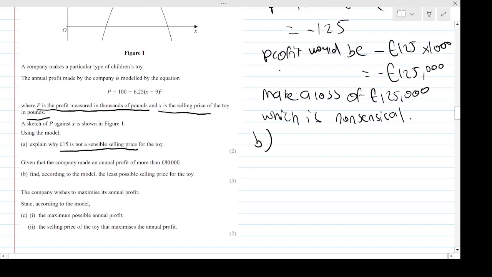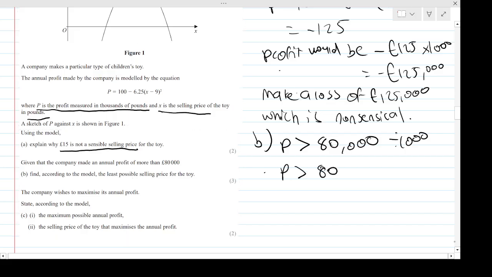Part B then says, given the company made an annual profit of more than 80,000. Remember, the annual profit is P, so it's telling you P is greater than 80,000. But again, P is in thousands of pounds, so we need to divide that by 1,000 to get the value of P to substitute into the model. So then P would be greater than 80.